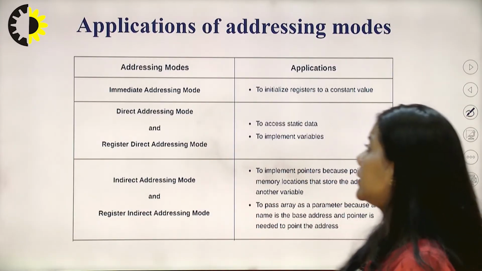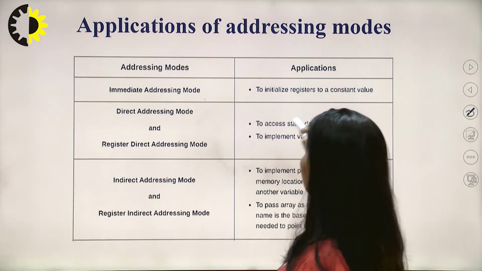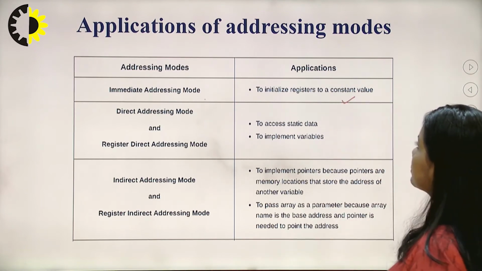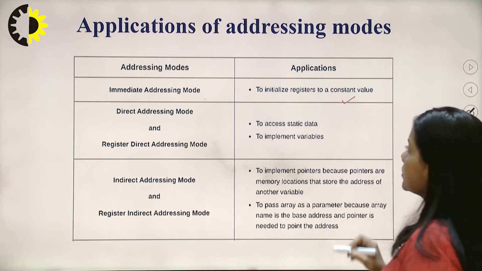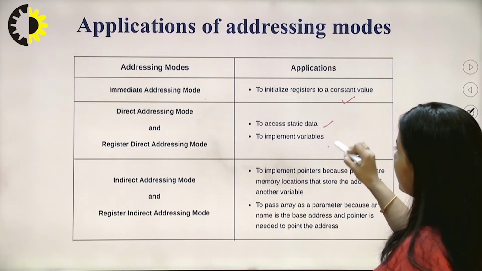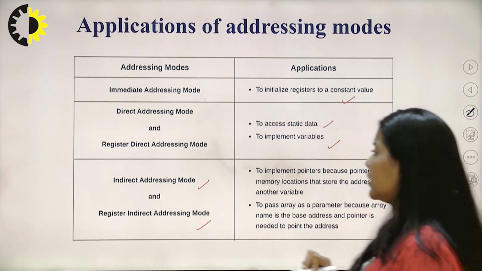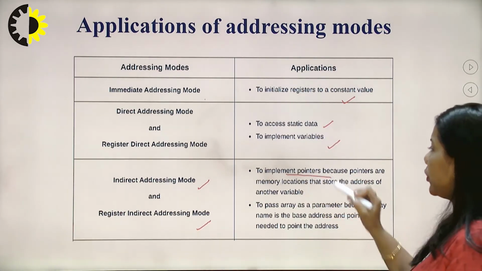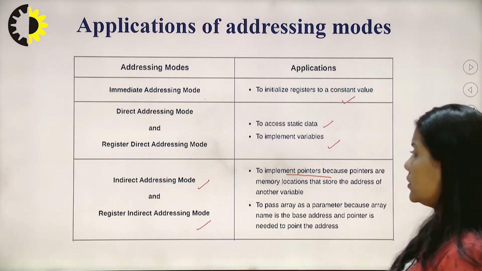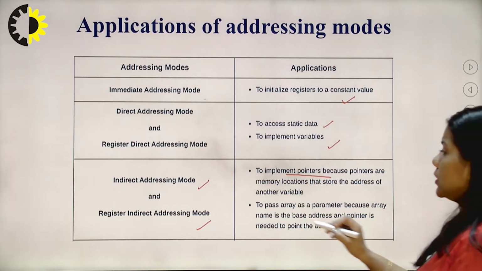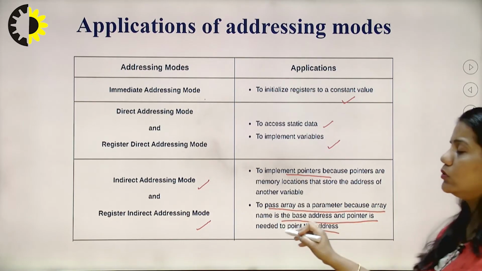Now let's have a look at the applications of these addressing modes. The immediate addressing mode is used to initialize the registers to a constant value. The direct addressing mode and the register direct addressing mode are used to access static data and to implement variables. Indirect addressing mode and register indirect addressing mode are used to implement pointers, because pointers are memory locations that store the address of another variable. So that's why these are used for pointers, or to pass an array as a parameter, because the array name is the base address and a pointer is needed to point to the address.